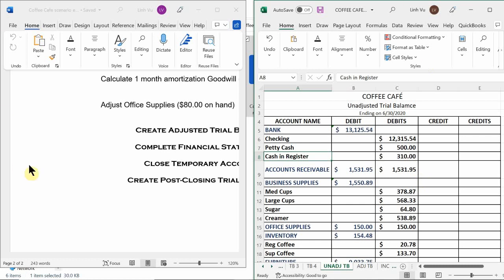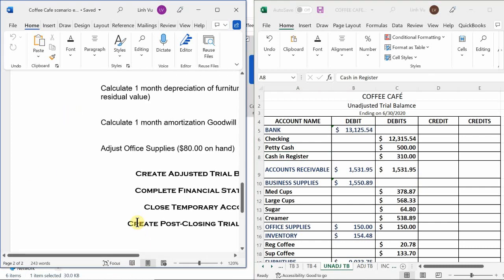All right, welcome back to Coffee Cafe. Last time we left off, we completed our adjustments. Now we need to complete our adjusted trial balance to proceed with the rest of the closing process. Okay?